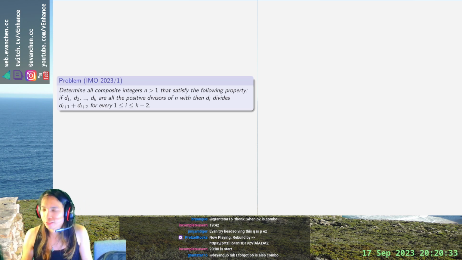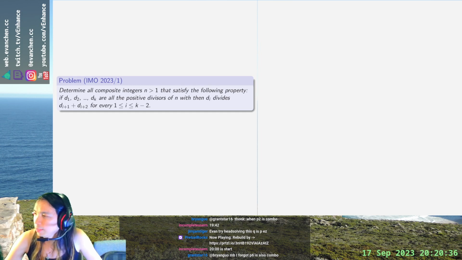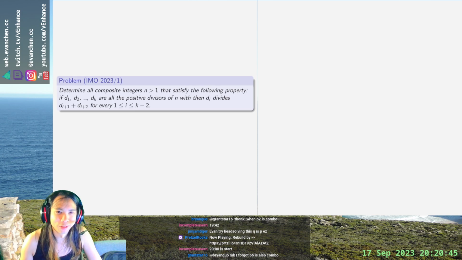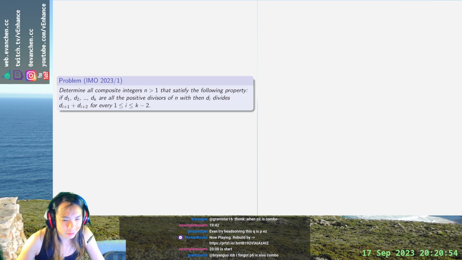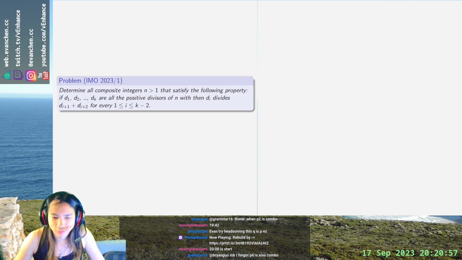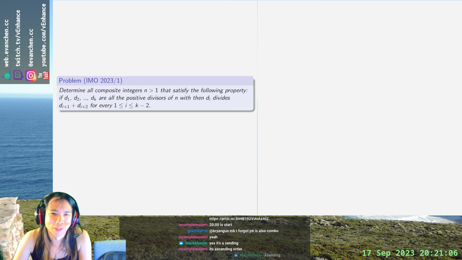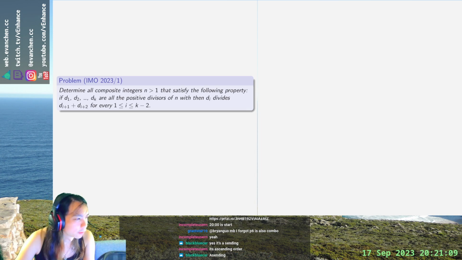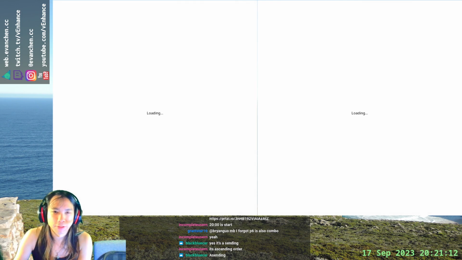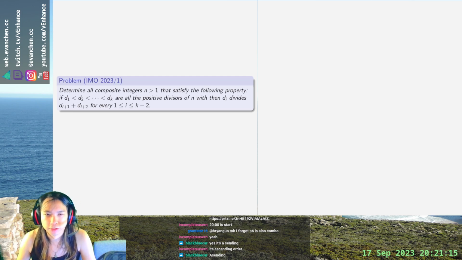But here we are. We're going to start with the IMO one, where we would like to find all integers n such that if you list the positive divisors, are these in ascending order? Let me check that I copied this statement correctly. It's ascending? Okay, cool. I'm going to have a word with whoever wrote this statement on AOPS. So if you sort the divisors, you want d_i to divide d_{i+1} + d_{i+2}.